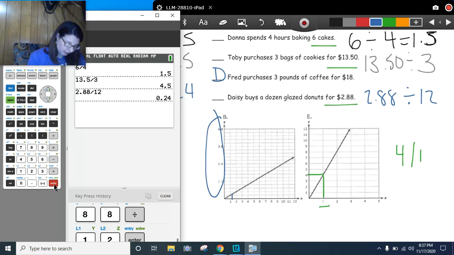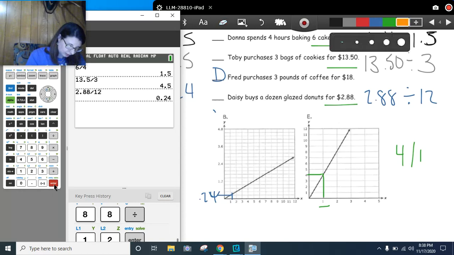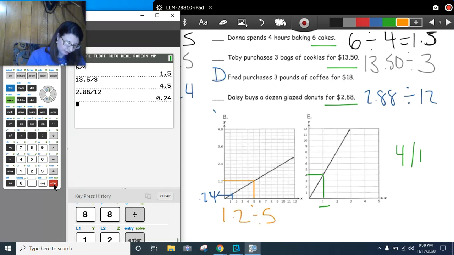So for every 1, this over here is 0.24. So let's look at something that's easy to read. Okay. I don't exactly know on this graph on B what each one is. So I want to find something that's easy to read. So this 1.2, if I go across and 5, well, I can take that 1.2 and divide it by my 5 and see if I have any of these answers. So 1.2 divided by 5, and that's going to give me 0.24.